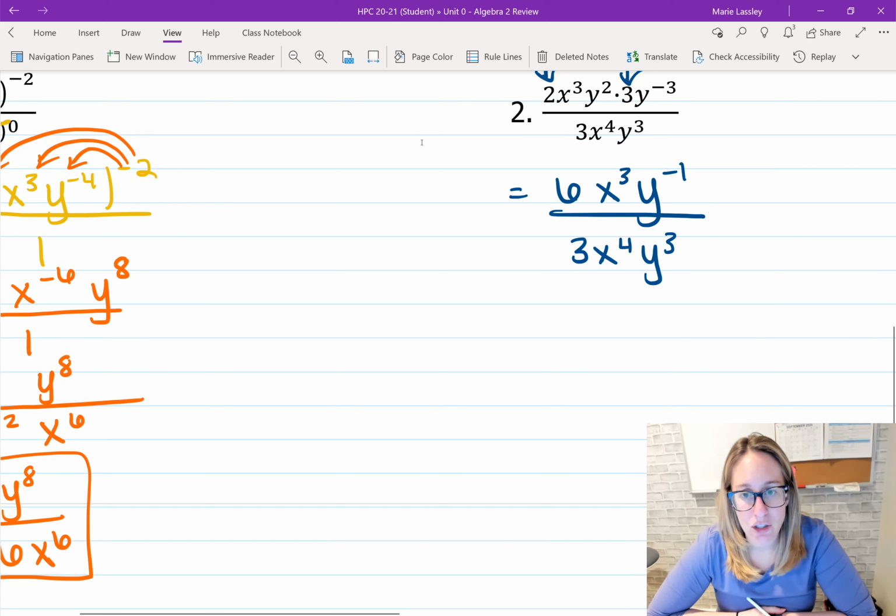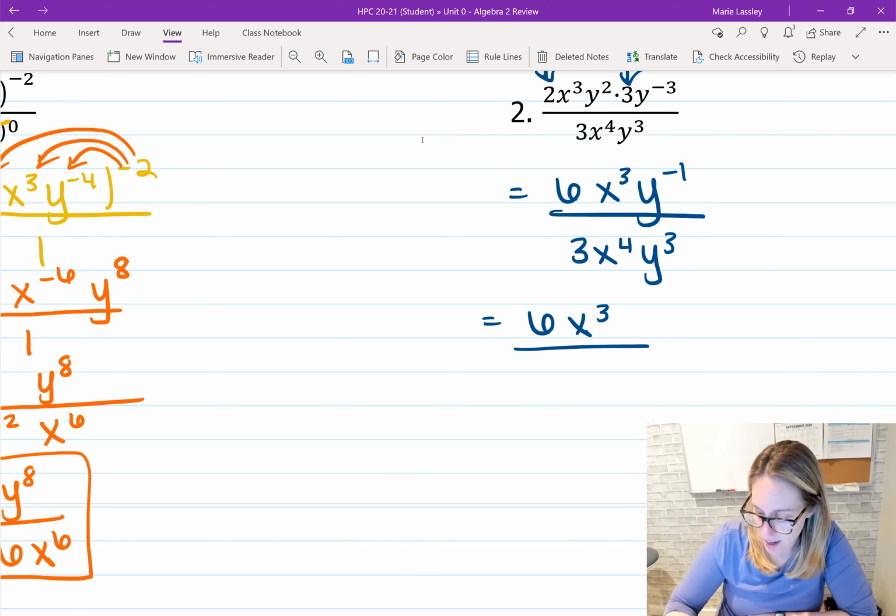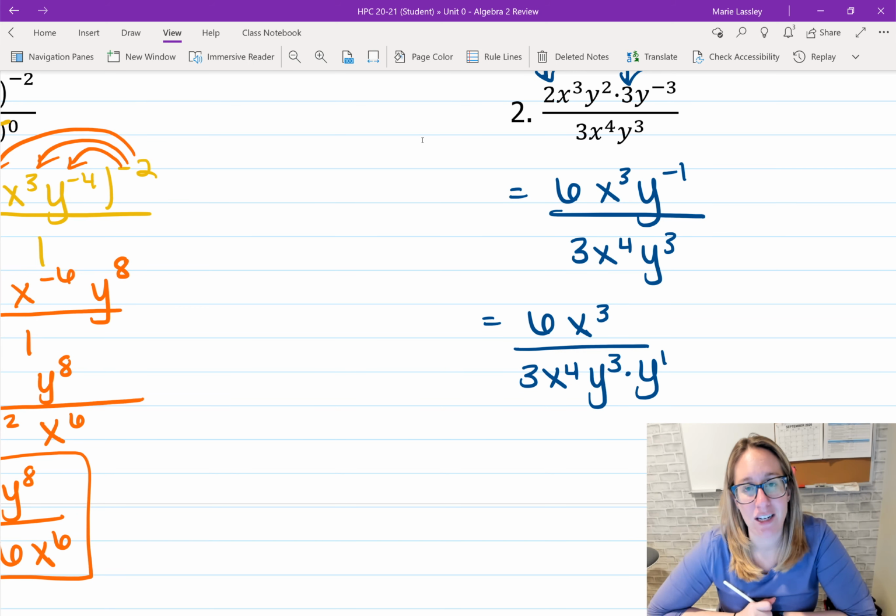Okay, so depending on who you are and what you feel more comfortable with, this next step might be a little bit different for you. For me, I like to deal with the negative exponents first. So what I'm going to do is move the y to the -1 down to the bottom. So I have 6x cubed up top, and then I have 3x to the 4th y cubed times y to the +1 on the bottom. I like to make all of my exponents positive if I can. That usually is my next step.